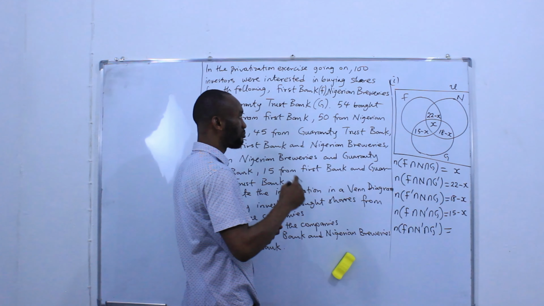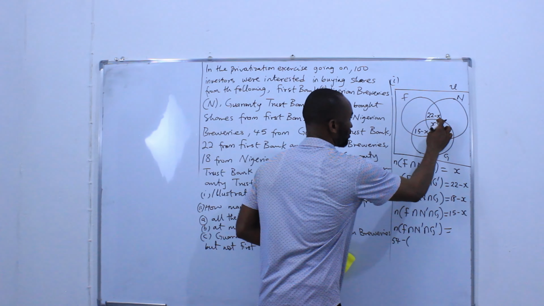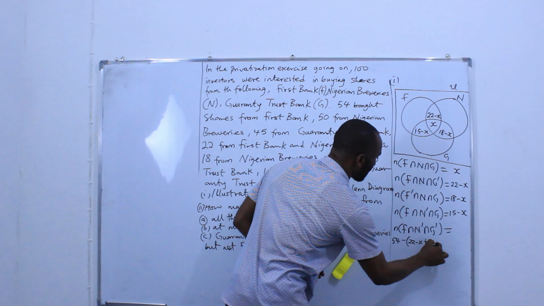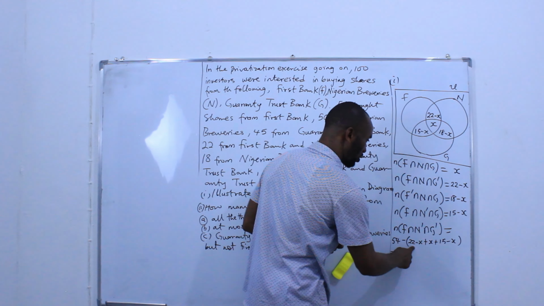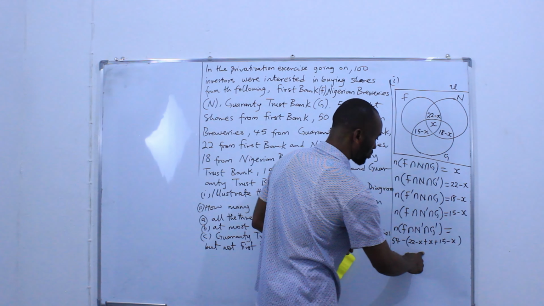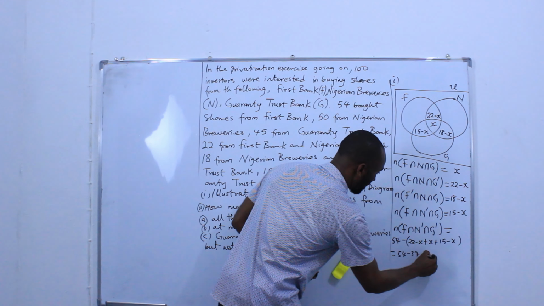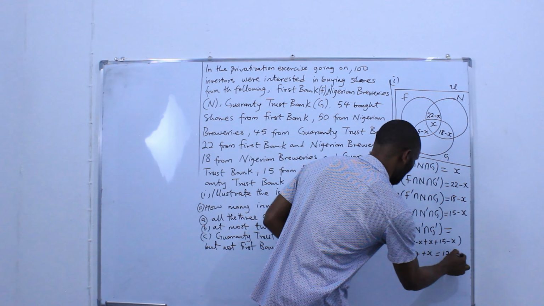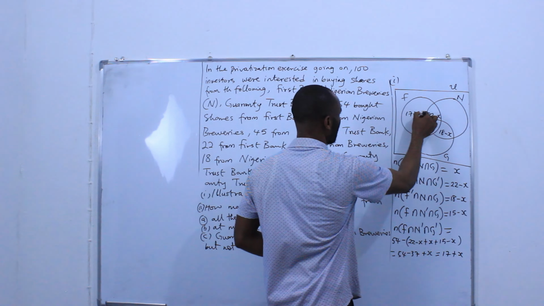If you must get the number that bought from First Bank only, it's going to be 54 minus all this portion inside F: 22 minus X plus 15 minus X. If you add up, you have 22 plus 15 is 37, minus X plus X is 0. So you have 37 minus X, which is 54 minus 37 plus X. And when you subtract, you are going to have 17 plus X. So this portion is 17 plus X.